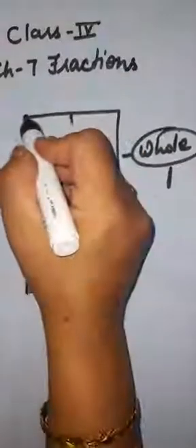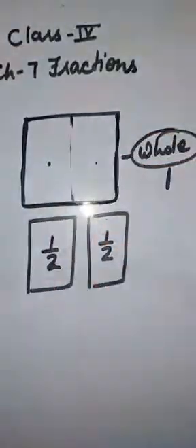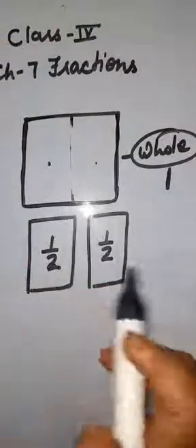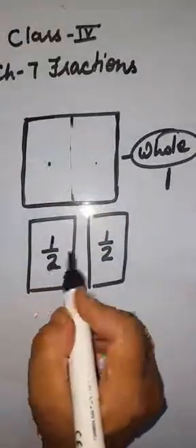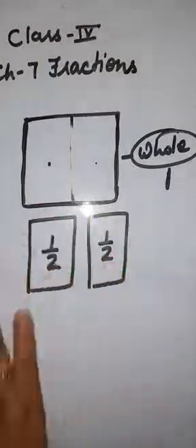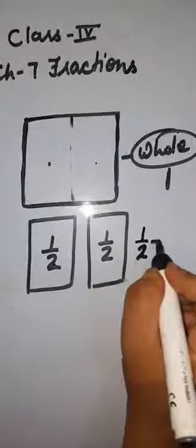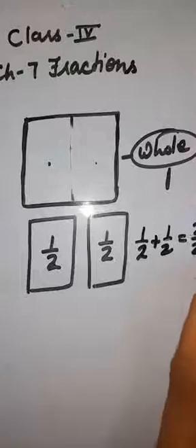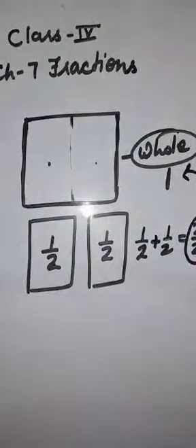Why? Because this is a whole square piece of paper. Now I have divided this square into two equal parts. So two equal parts, this is the whole. So I have written here whole 1 and two equal parts. One part is this one and another part is this one. If I add this, 1 out of 2 plus 1 out of 2 is equal to 2 out of 2. So 2 out of 2 is the same as the whole.